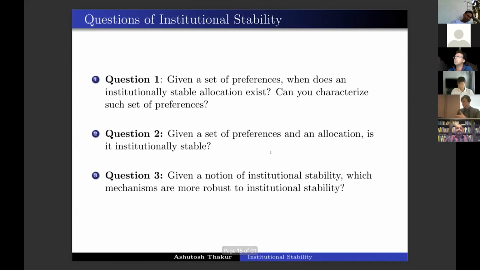Okay, so I'm going to structure this talk across three questions that you can ask when it comes to institutional stability. So given a set of preferences, when do these different notions of institutional stability exist? Can you characterize such a set of preferences? Then you can ask a more basic question. Given a set of preferences and a candidate allocation, can you test whether it's institutionally stable? And lastly, given a notion of institutional stability, which mechanisms are more or less robust to admitting institutional stability? Okay, so I'm going to try to address these questions one by one.